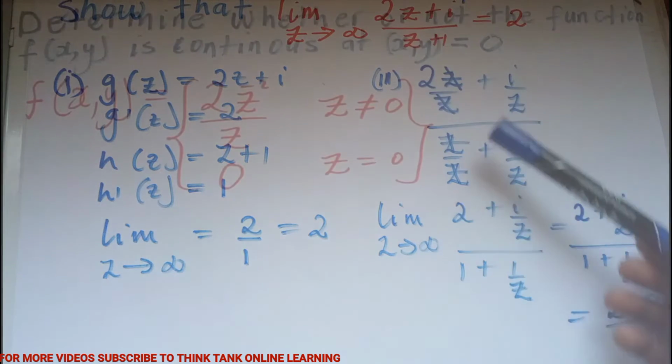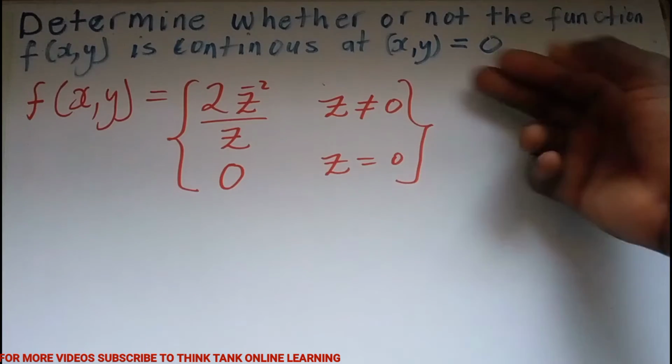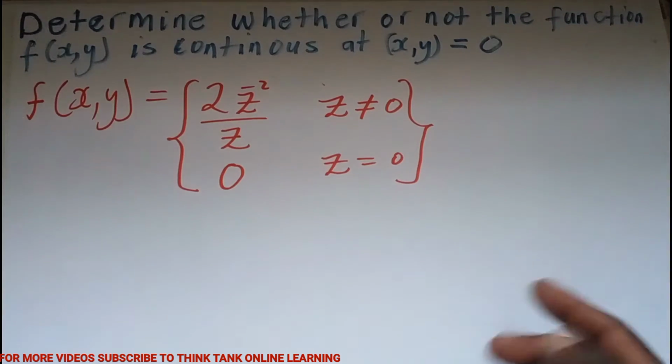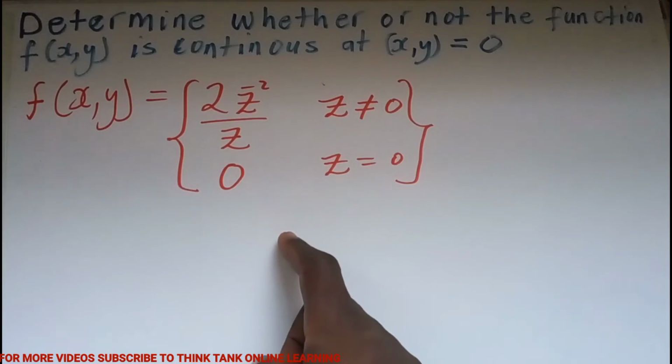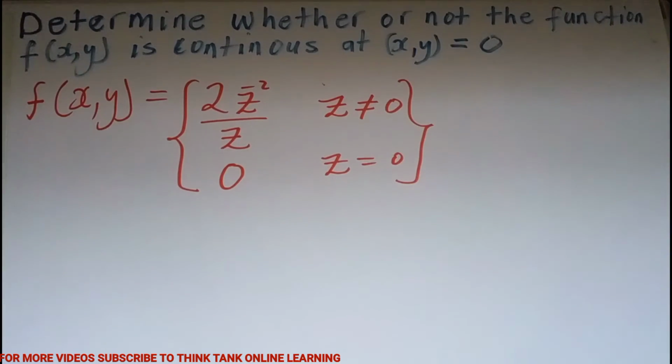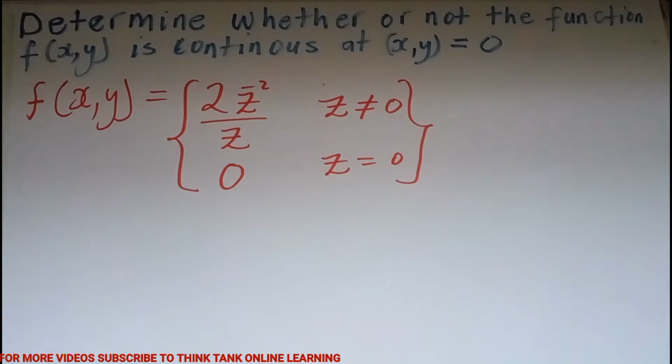To check if the function is continuous, first we have to determine if the function is defined at this point, at xy equals 0. As you can see, the function is defined when it's equal to 0, the function is 0. Then the next thing we want to determine is if the limit exists at this point. So now we're going to check whether the limit exists.